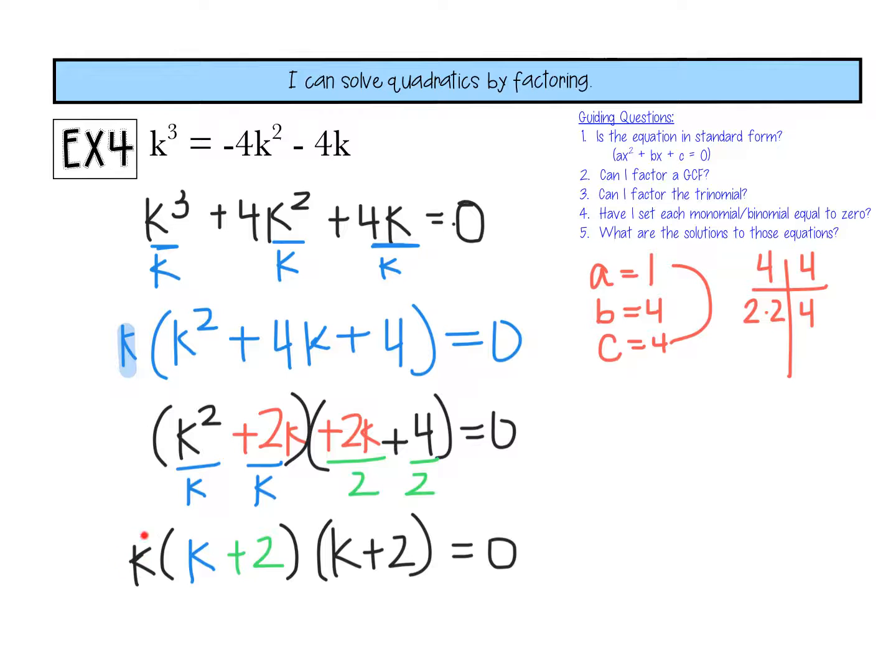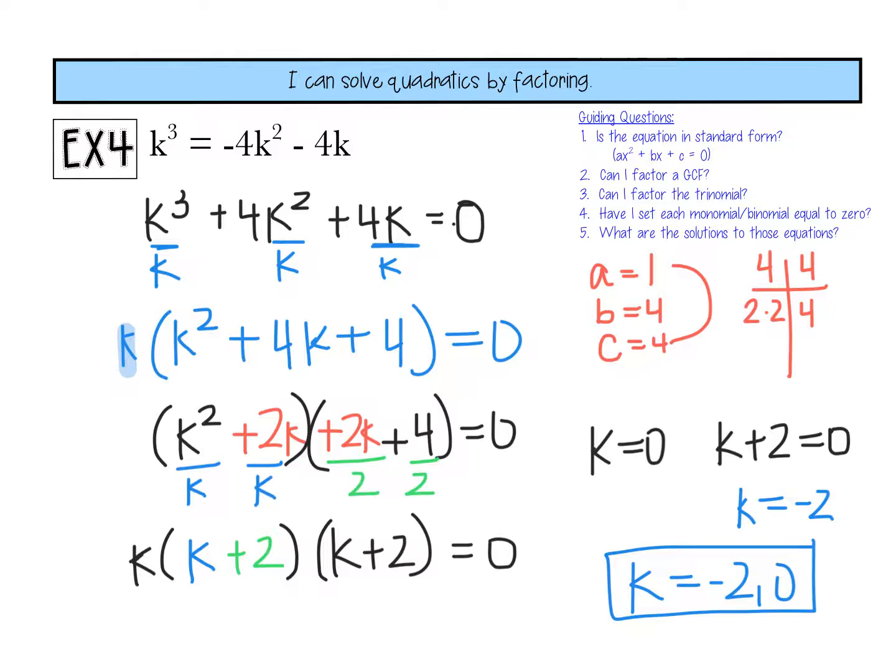In this case, I have 3 numbers that are being multiplied together, and the answer is 0. So either k is going to be 0, or k plus 2 is going to be 0. Because I have 2 of them, I don't need to write it twice, since I'm going to get the same answer. And so once I solve those out, I end up with k is either negative 2 or k is 0.